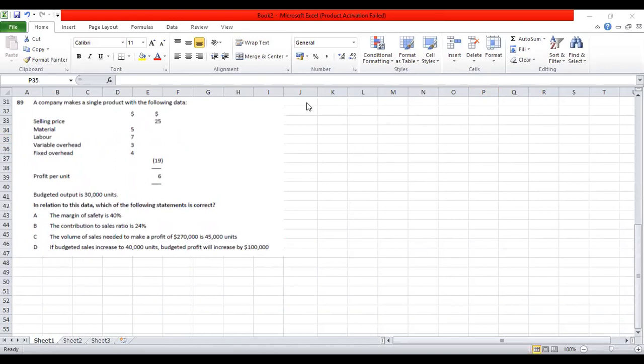Question number 89, next one on the screen. A company makes a single product with the following data: selling price, material, labor, variable overhead, fixed overhead, profit per unit. Budgeted output is 30,000 units. In relation to this data, which of the following statements is correct? There are 4 options given. They are not asking us any particular thing to calculate, but which option is correct is what is asked.